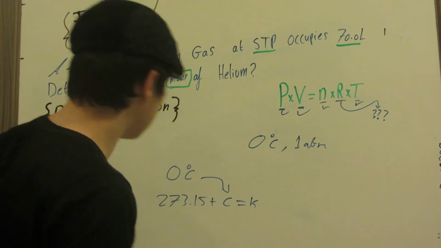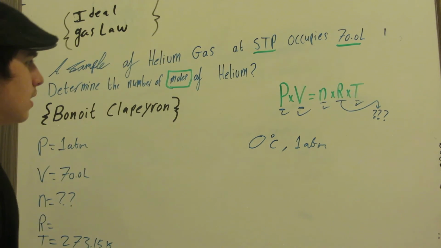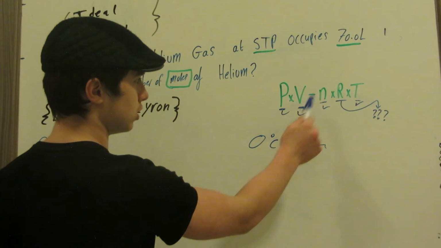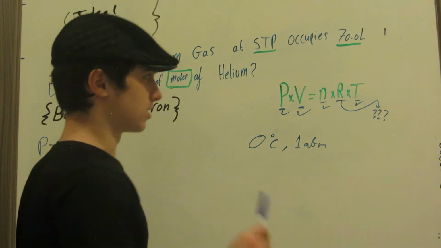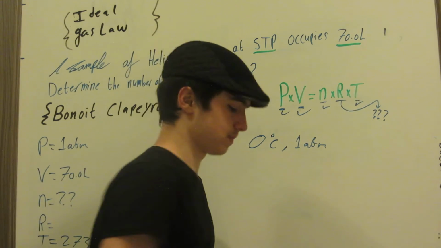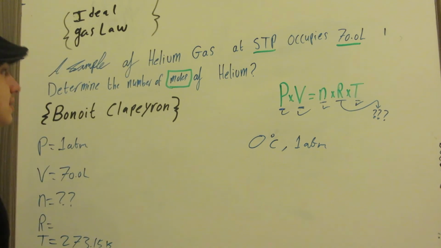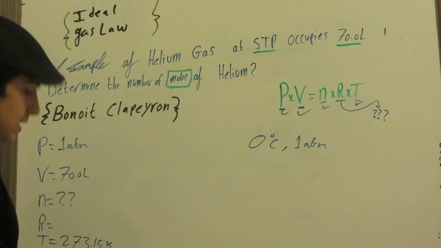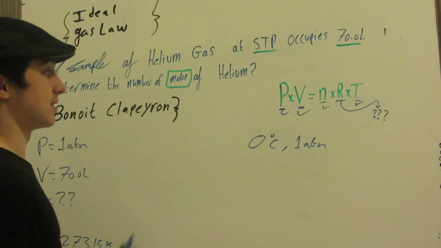So, we got everything. What about the R? What's the story behind R? We said that P is pressure, V is volume, N is the moles, R is a constant number, and T is the temperature. This constant number can always be used in the ideal gas law. It can differ depending on the units that are given.